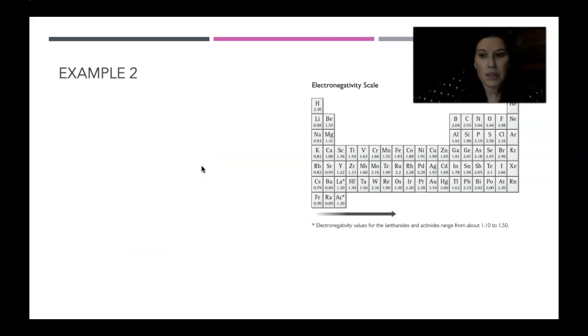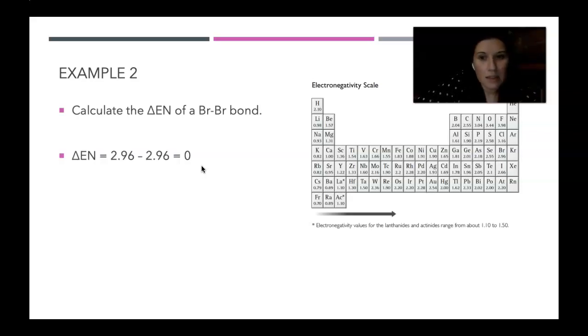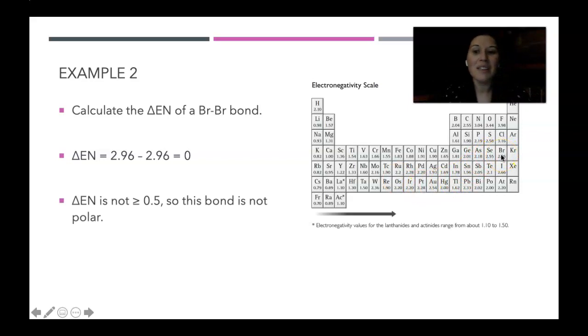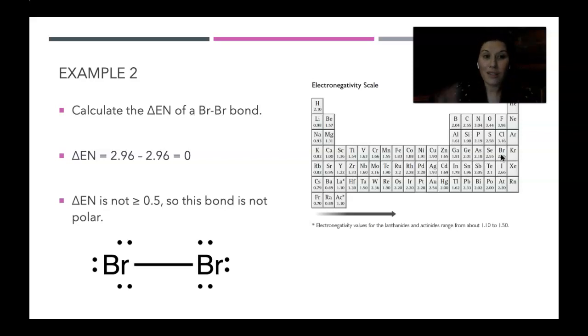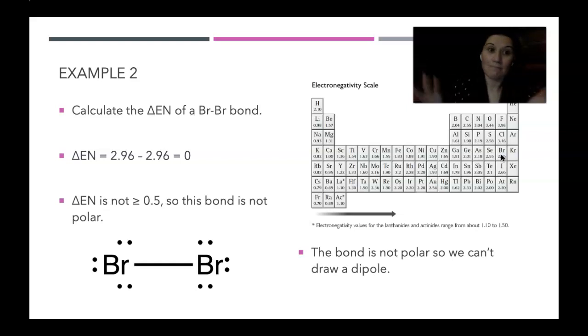All right, example number 2. Calculate the delta EN of a bromine-bromine bond. Well, the delta EN of this is bromine minus itself, so we're automatically going to get 0. This is not greater than 0.5, so this bond is not polar. If I look at the Lewis structure, I don't need to draw a dipole because there is no difference in electronegativity. I can't point in any one direction.